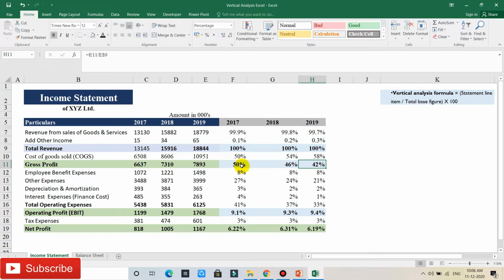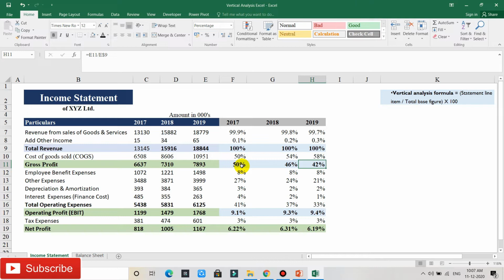Now what can be the reason? The reason is simple. Since gross profit is total revenues minus cost of goods sold, it means our cost of goods sold might be increasing. Let's see here. As you can see, it is actually increasing. In 2017 our cost of goods sold was 50% of total revenue, then it increased to 54% of total revenue, and now it has increased to 58% of total revenue in 2019. Hence, because our cost of goods sold has increased, our gross profit, which is total revenue minus cost of goods sold, has decreased over the years, so it becomes easy to see.